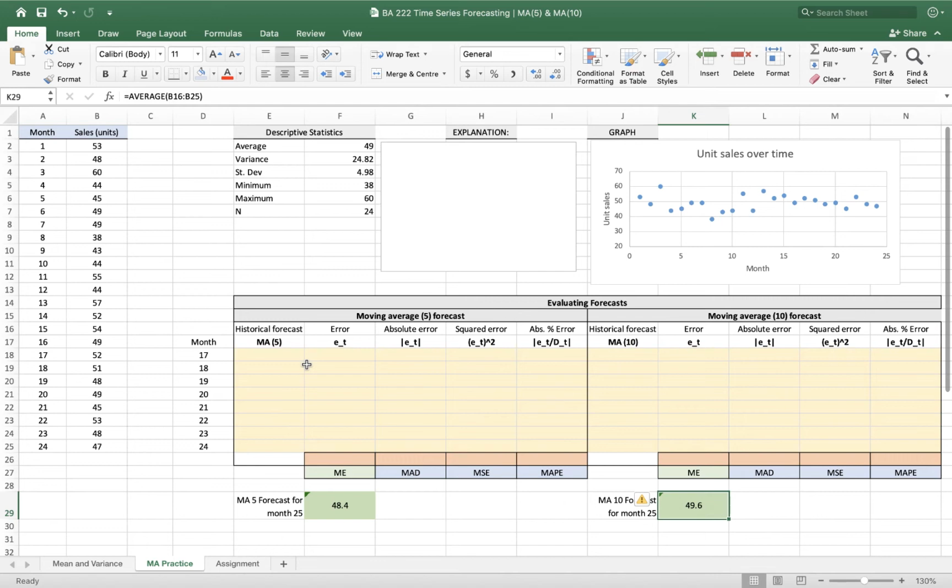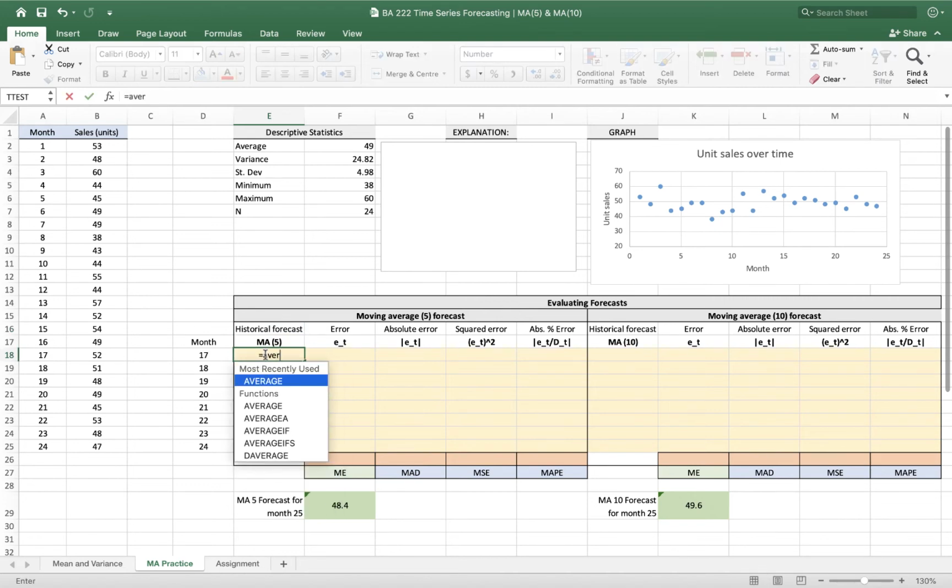What we need to know to evaluate a forecast is how well it would have worked historically. How well would an MA5 forecast have predicted month 17? How well would it have predicted month 18, month 19, and so on and so forth? So what we're going to do is create what I'm calling a historical forecast. It's using historical data to forecast values that we actually already know. We already know what we sold in month 17, but we can pretend we're trying to predict it. Then we can see how well this forecast worked, and whether or not we were off.